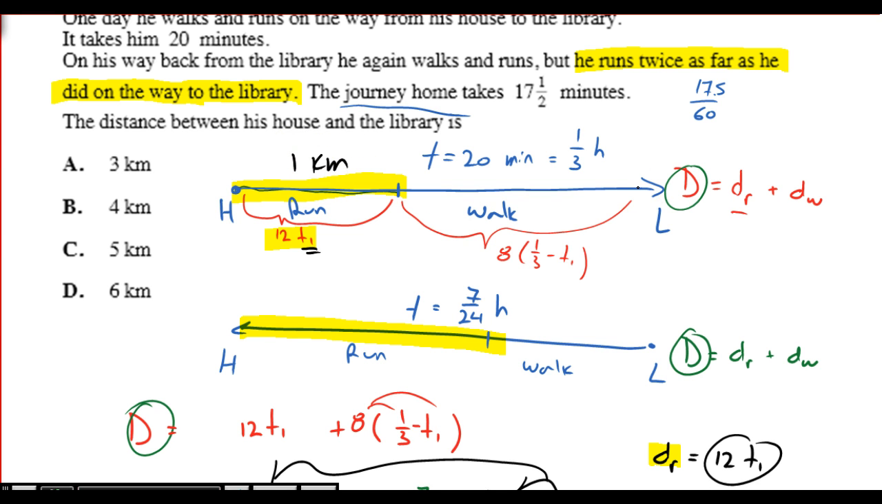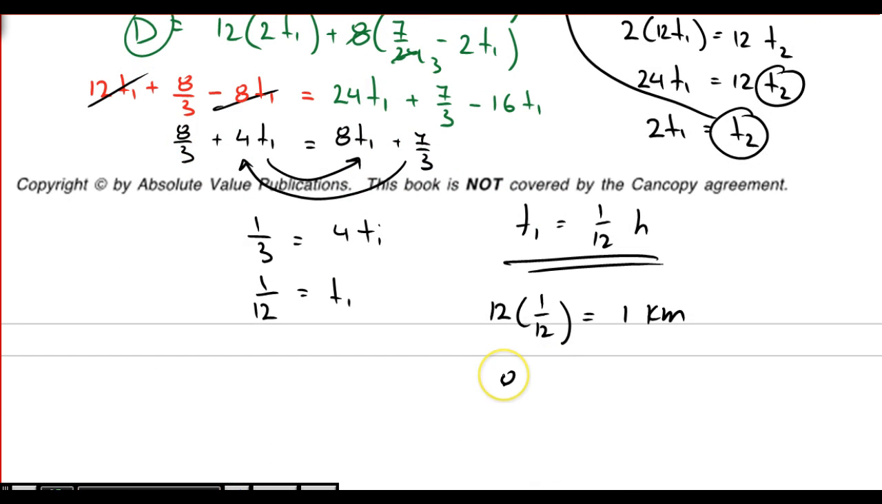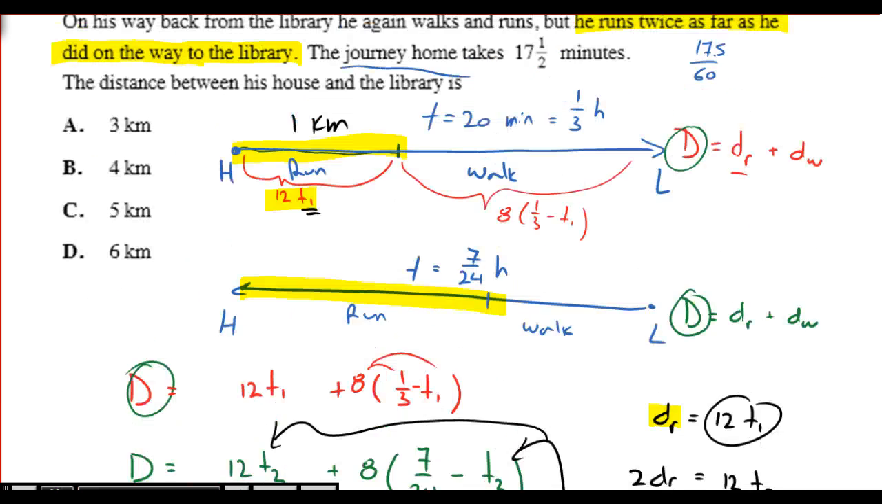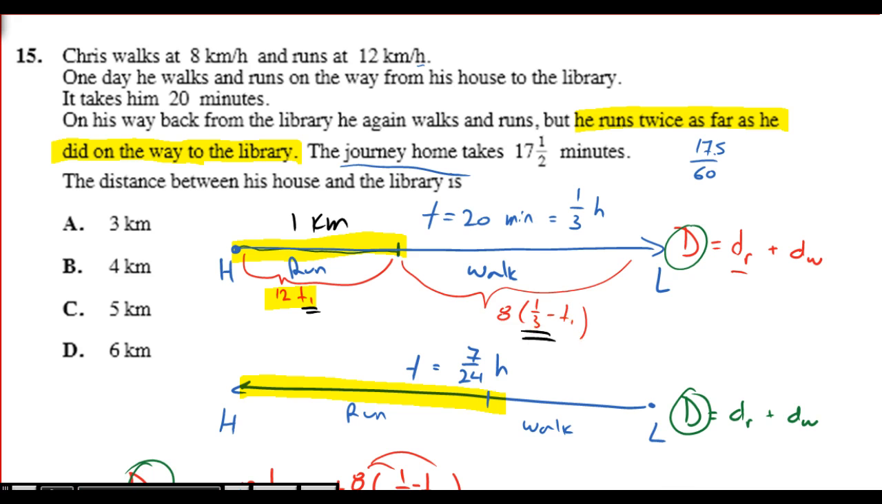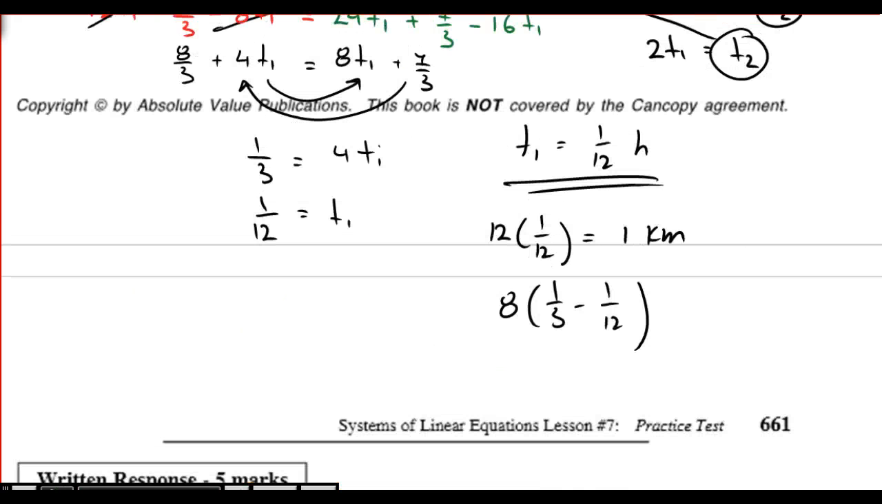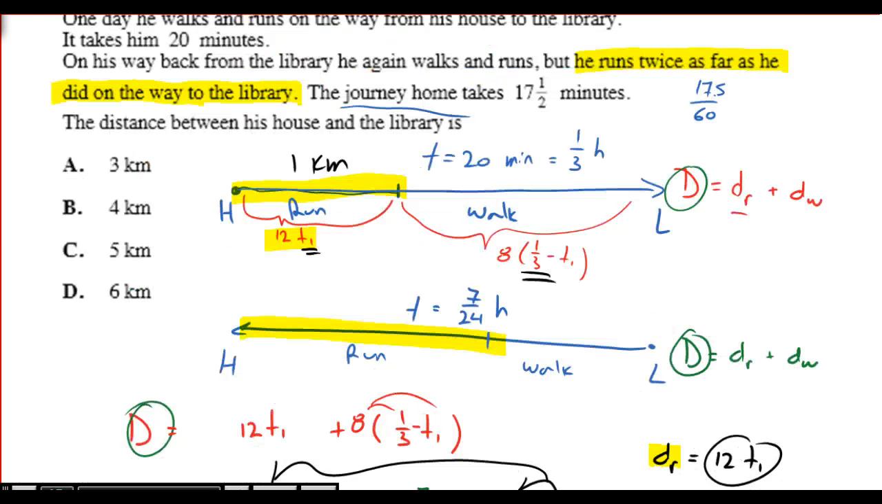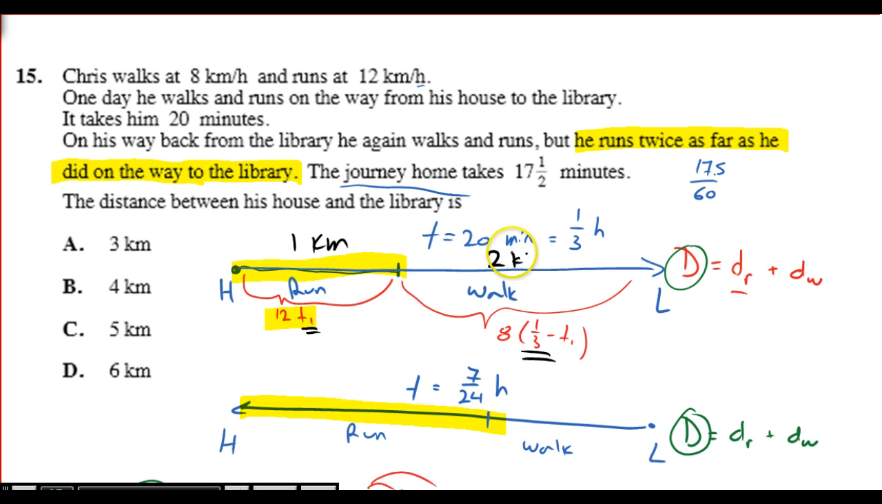Now the walking part is going to be 8 times 1/3 minus t1, which is 1 over 12. Let me make sure I got that correct. Yeah, 1/3, there's the second equation. So that's the distance of the second part, the walking part, and let me simplify this first of all. So multiplying by 4, that's 4 over 12 minus 1 over 12. It's going to be 8 times 3 over 12, which is going to equal 2 kilometers once I simplify that. That's the walking part, 2 kilometers. So the total distance is 3 kilometers, and there's your answer there.